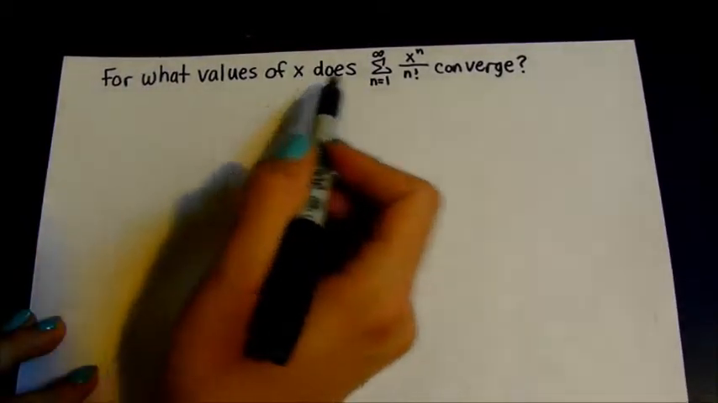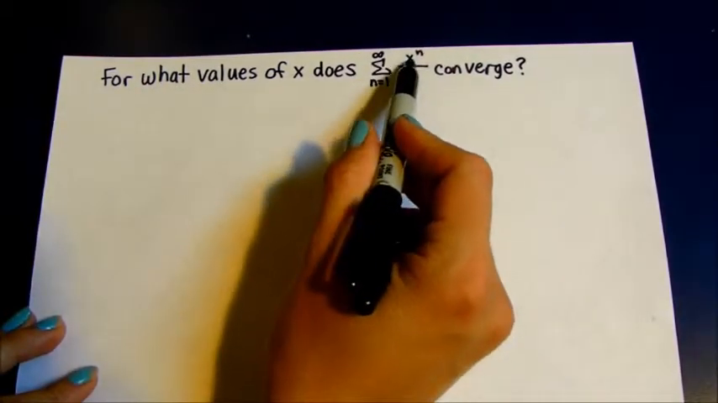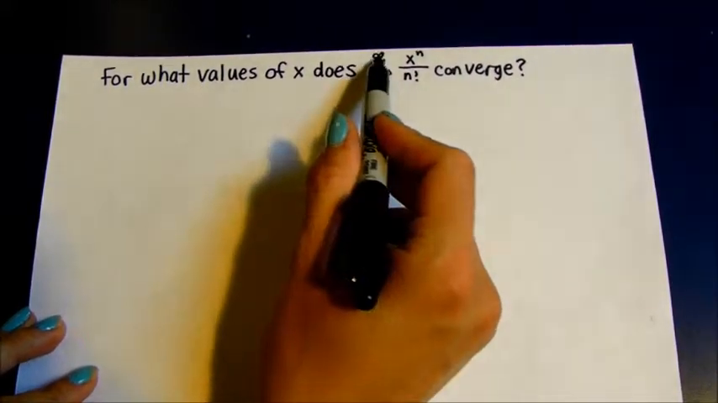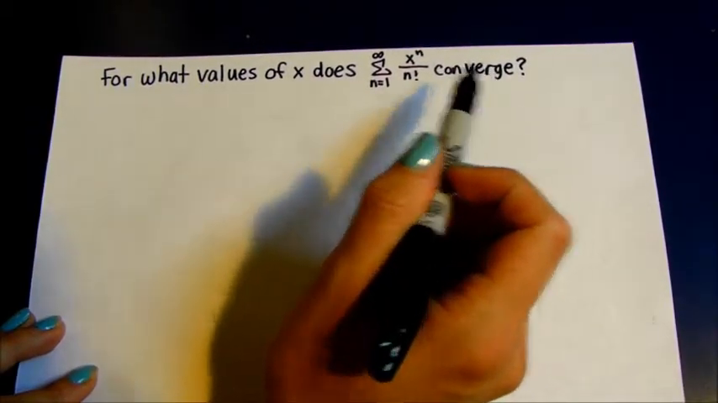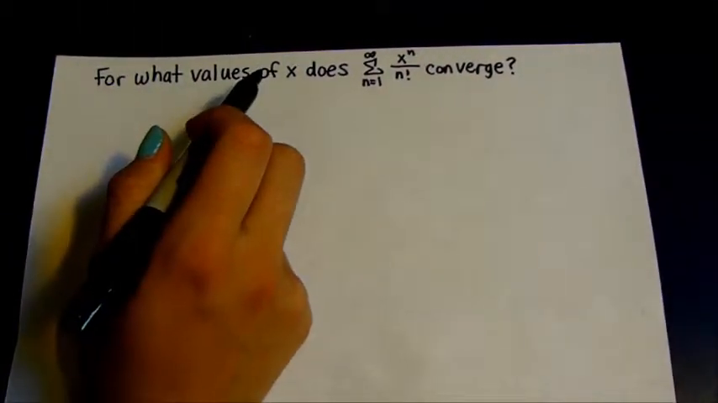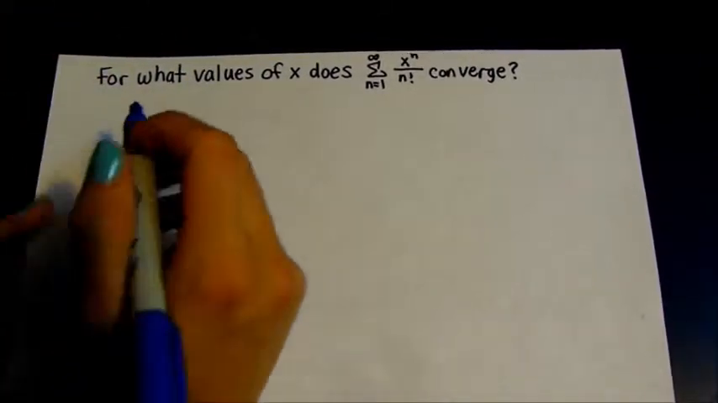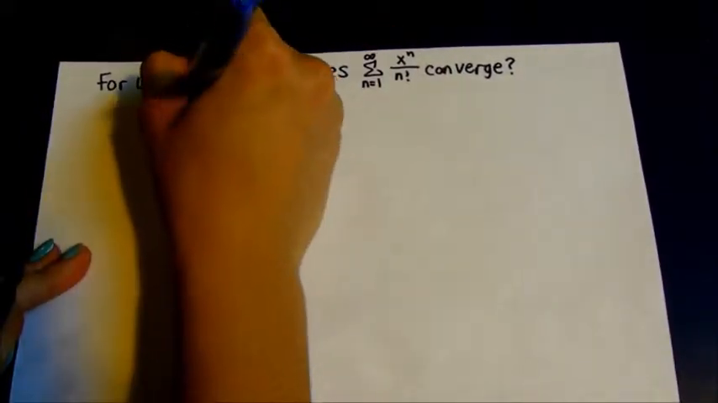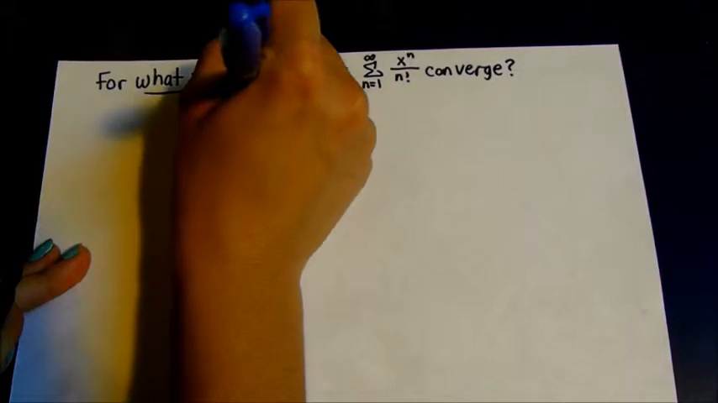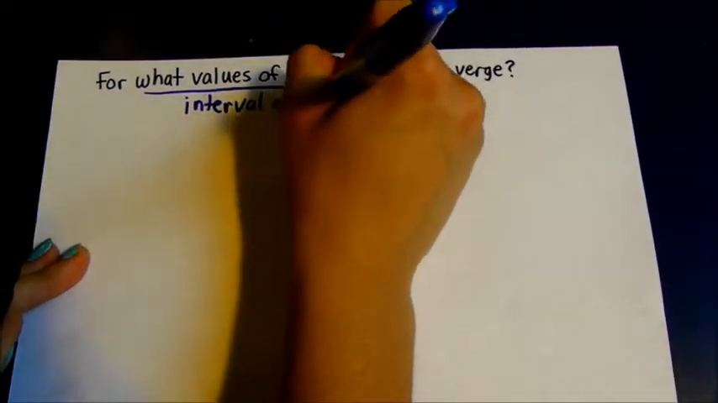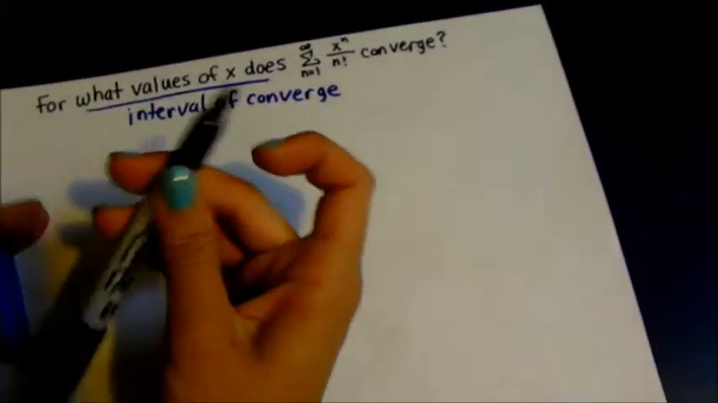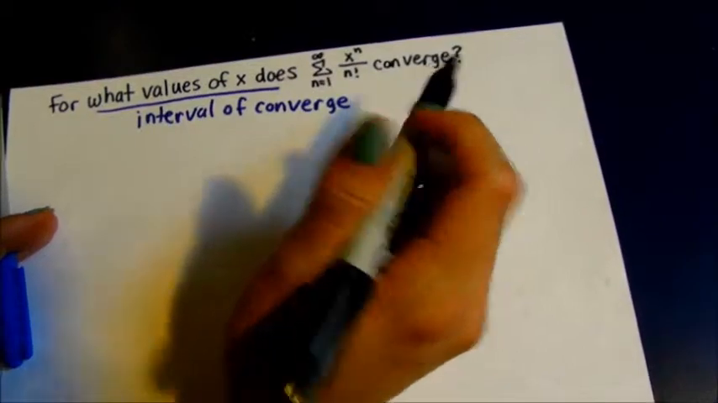So for this, it says, for what values of x does the summation of x raised to the n power over n factorial from 1 to infinity converge? And when it's asking for what values, what it's asking for is the interval of convergence. And that's the x values for which this power series will converge.